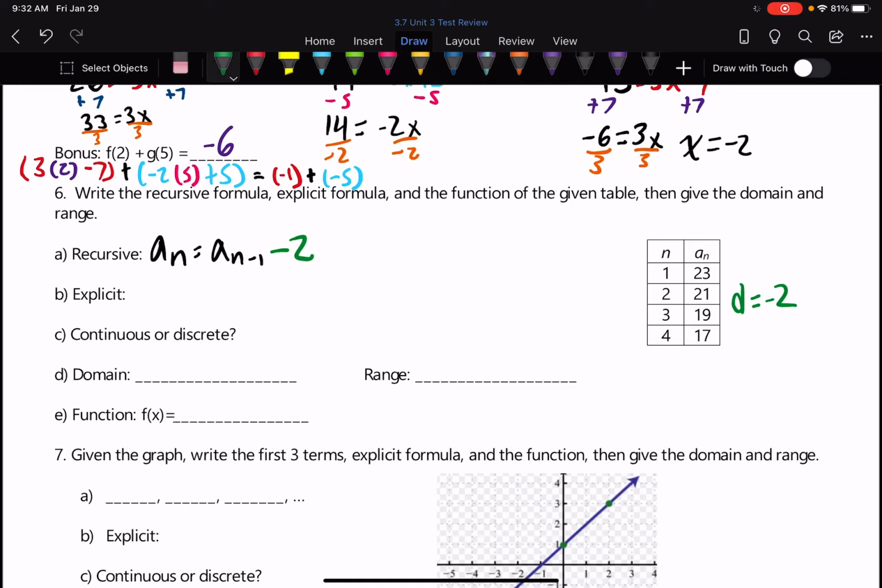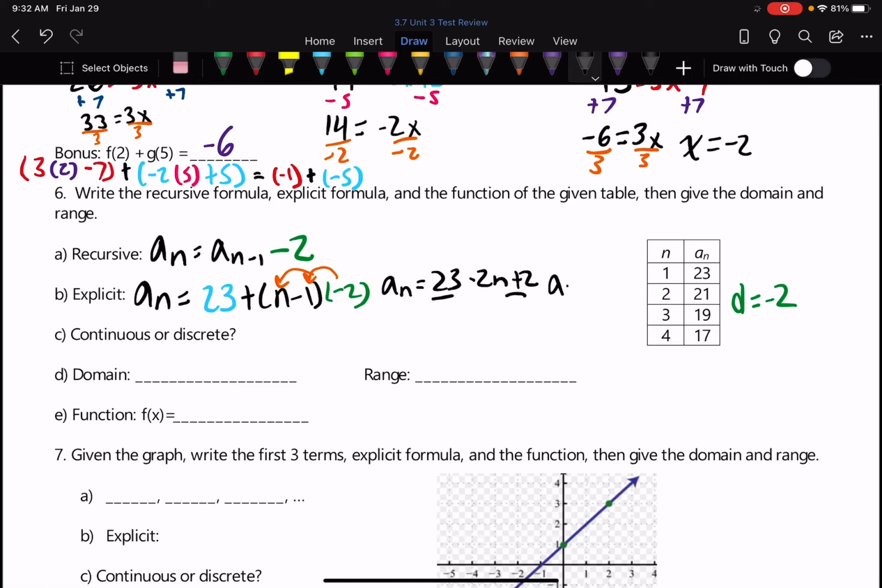Then it asks for the explicit formula. That's going to be a sub n, and I'm going to add in my a sub 1 value, which is 23, plus n minus 1 multiplied by our difference, which is negative 2. We're going to use the distributive property to multiply the negative 2 through to my parentheses. So I have a sub n equals 23 minus 2n plus 2. Combine like terms, I've got a 23 and a 2 as my like terms. So my explicit formula is a sub n equals negative 2n plus 25.